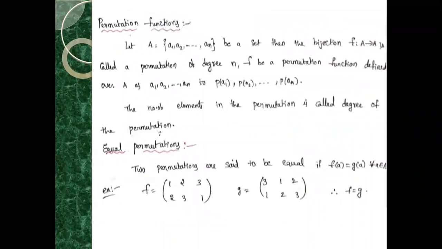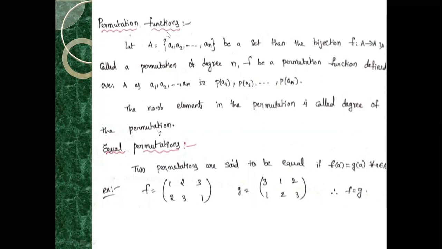So next topic, permutation functions. Let A be a set of elements A1, A2 and so on An. Then the bijection F mapping A to A is called a permutation of degree n. F be a permutation function defined over A as A1, A2 and so on An to P of A1, P of A2 and so on P of An.